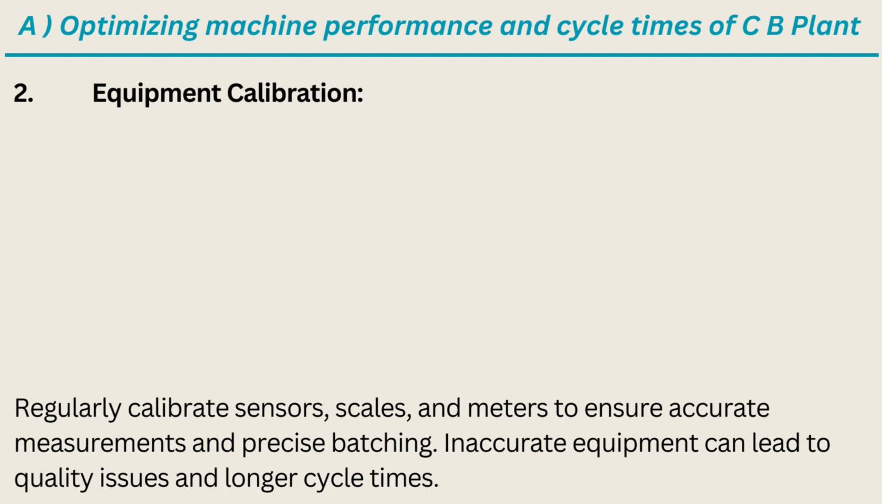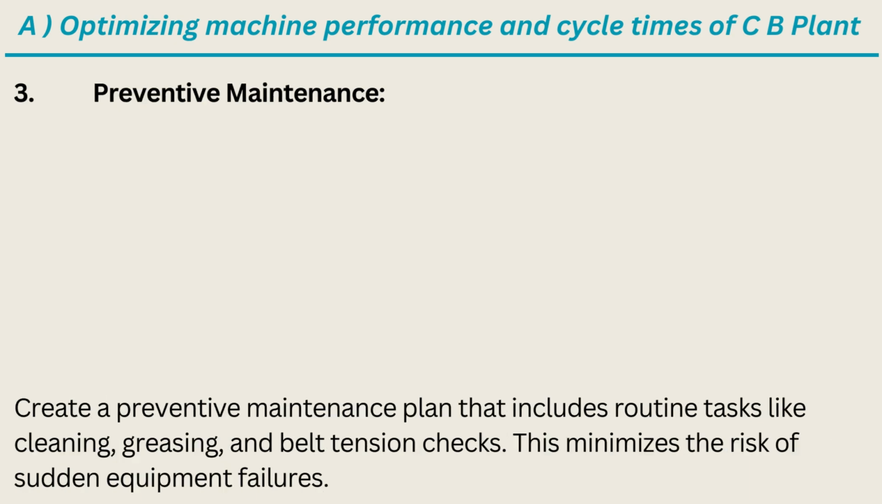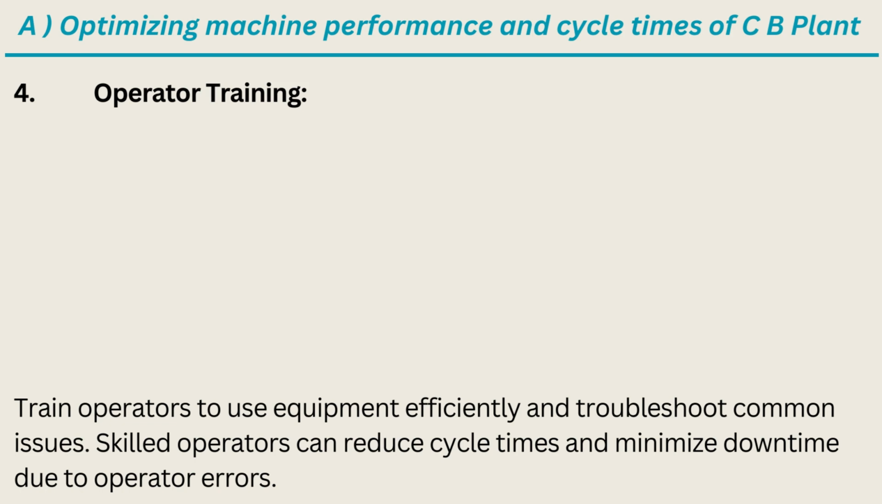2. Equipment calibration. Regularly calibrate sensors, scales, and meters to ensure accurate measurements and precise batching. Inaccurate equipment can lead to quality issues and longer cycle times. 3. Preventive maintenance. Create a preventive maintenance plan that includes routine tasks like cleaning, greasing, and belt tension checks. This minimizes the risk of sudden equipment failures. 4. Operator training. Train operators to use equipment efficiently and troubleshoot common issues. Skilled operators can reduce cycle times and minimize downtime due to operator errors.